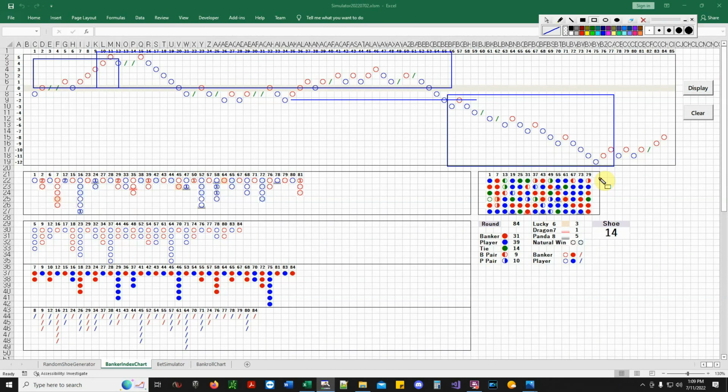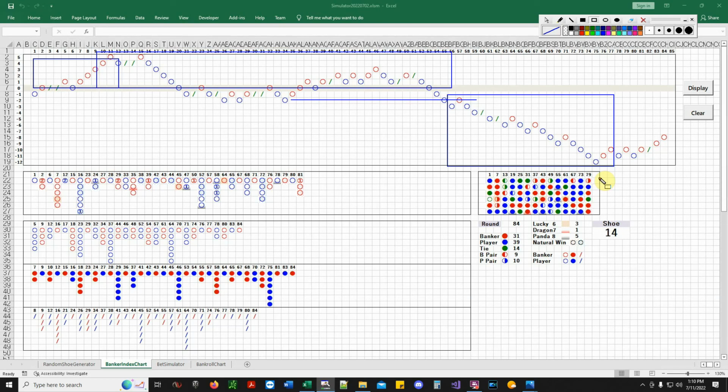But what you do is you just chart the way everybody else charts, because that's what you see everybody else doing. So you chart the way they chart, and you try to make it work. Yes, I know banker is favored.